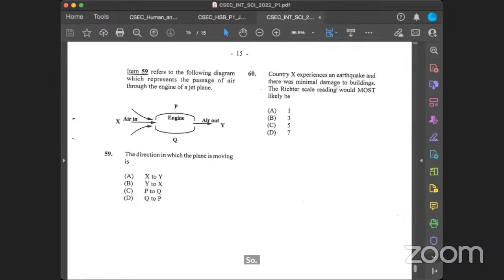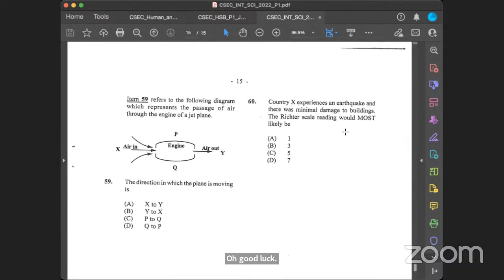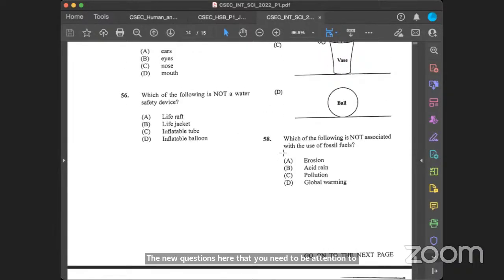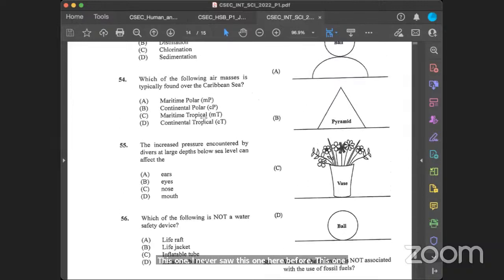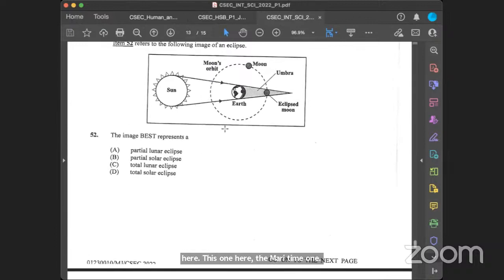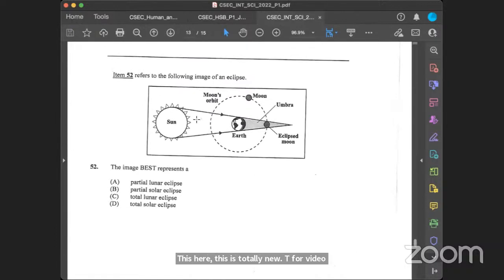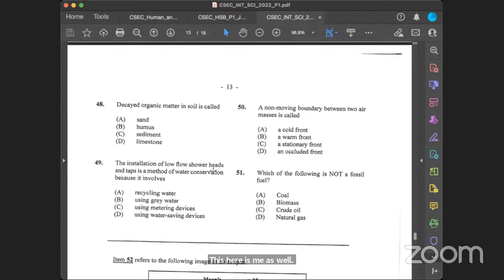Oh, good, yes. That's a good question. You already learned the new questions here that you need to pay attention to that are possibly going to come back. This one here, number 5. This one, I never saw before. This one here, the maritime one. This is totally new. Lovely new question. This here is new as well. This one is new as well. That was not there before.